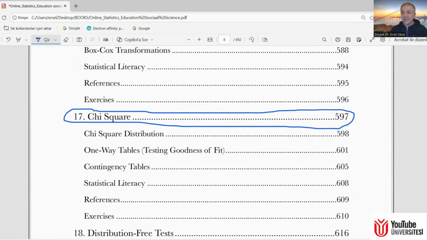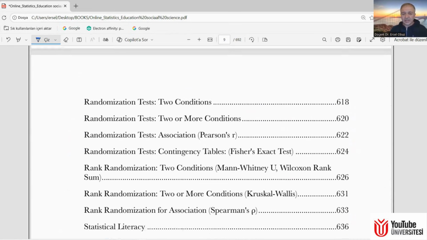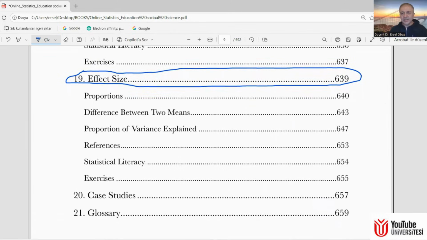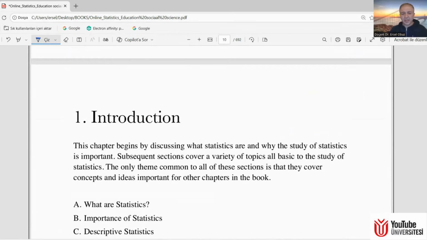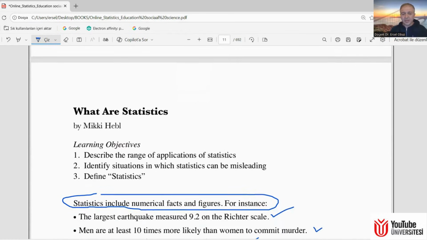and to explore the association between categorical variables, we will also cover chi-square tests. And finally, we will talk a little bit about effect size. I hope we can have time to cover all these topics. Let's get started with the introduction, basically.